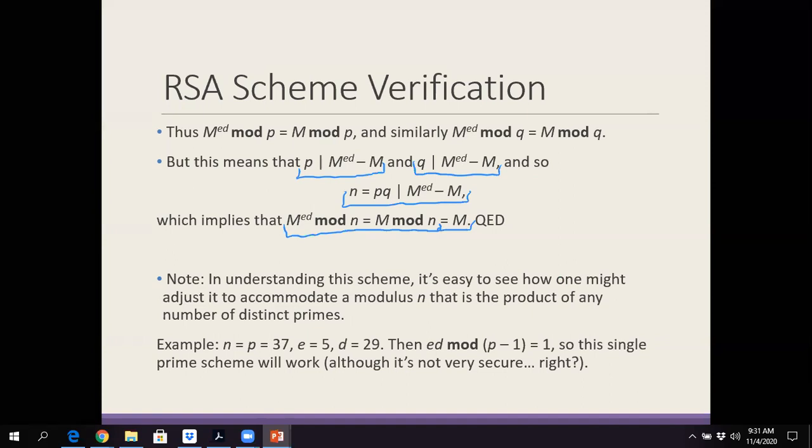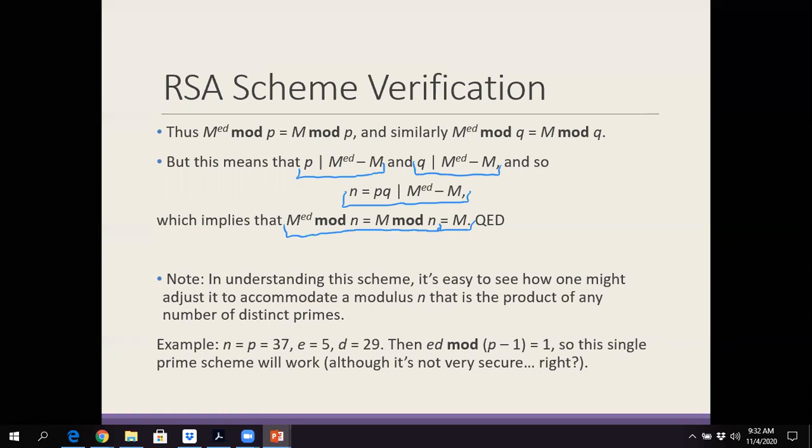Okay? So let me just say, in understanding this scheme, it's easy to see how you might adjust it to accommodate a modulus that is the product of any number of distinct primes. Remember, somebody asked, what if you accidentally have a number that's the product of a bunch of primes? It turns out you could do the same sort of thing that we just went through, and you could show that the scheme still works. Instead of p minus 1, q minus 1, you would have p minus 1, q minus 1, r minus 1, where r was a third prime, for instance. And you would go through the same thing and show that it works.